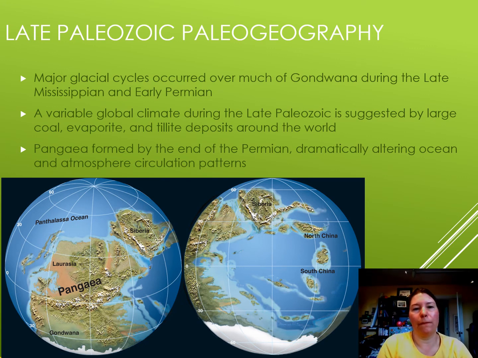So again, kind of a review over the paleogeography for the late Paleozoic. We have major glacial cycles, largely over where much of Gondwana is at the South Pole and is covered by glaciers. So the fact that we have glaciers growing and shrinking and growing and shrinking means that sea level is going to fluctuate throughout the entire world. And that's going to affect the life of the whole world, especially marine life.